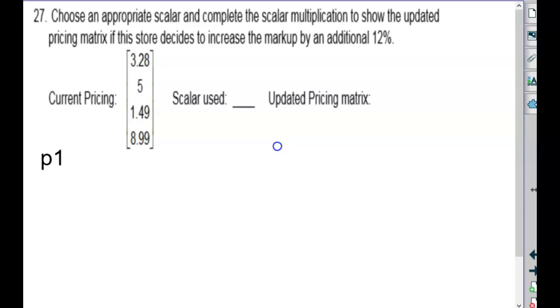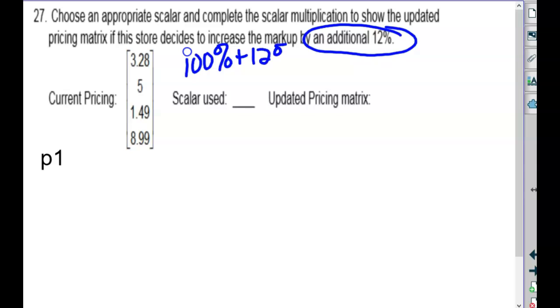Number 27: choose an appropriate scalar and complete the multiplication to show the updated pricing matrix if a store decides to increase the markup an additional 12%. So we have to multiply by what? We're going to keep this price plus add 12%, which is 112%. Only when I get rid of that percent symbol does the scalar become 1.12. Do not write 1.12%. Do you understand the difference? It is in getting rid of the percent that it becomes a scalar.